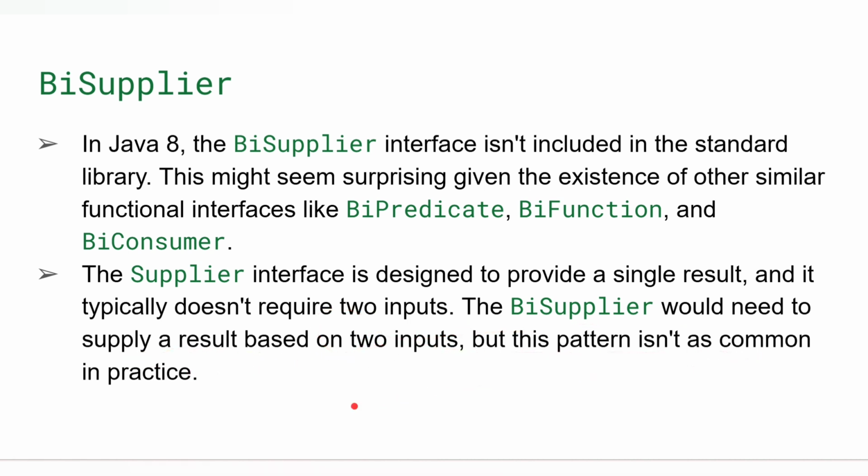So this pattern isn't as common in practice. That's why we don't have a BiSupplier functional interface in Java 8. So we have the BiPredicate, we have BiFunction, BiConsumer, but we don't have BiSupplier. Why don't we have it? Because Bi basically means we are passing two inputs to get the result. But in Supplier, we don't pass any input itself. So we don't require it, right? Because even if we use it with Supplier, it doesn't take any input. So that is why BiSupplier is not included in Java 8.